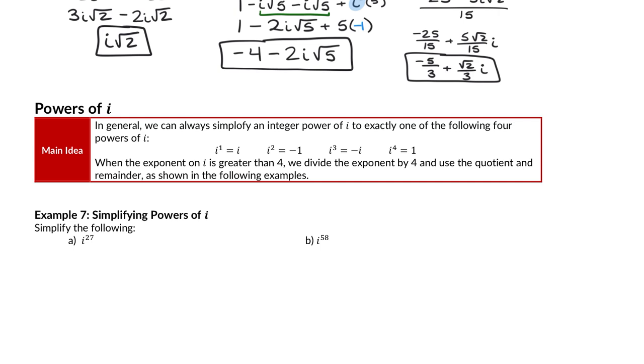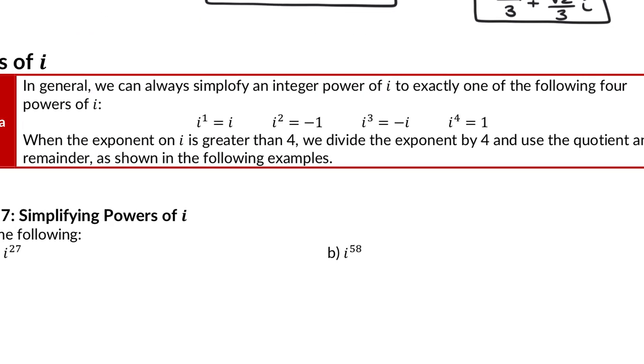I'm going to give you an even better shortcut here. When the exponent of i is greater than 4, we divide the exponent by 4 and use the quotient and remainder shown in the following examples. Instead of doing it by 4, here's what I think the easiest thing to do is, and this is how I always attack these problems.